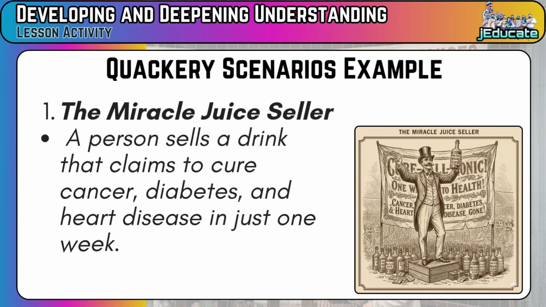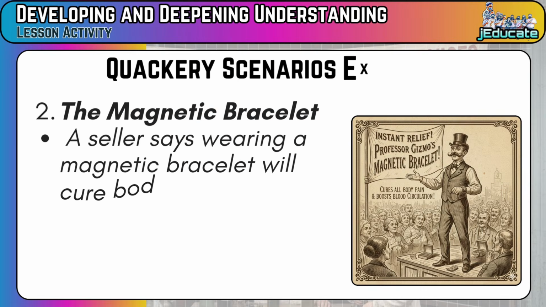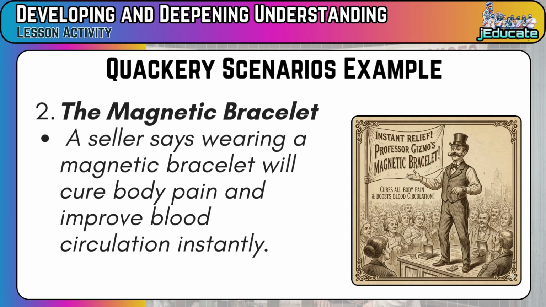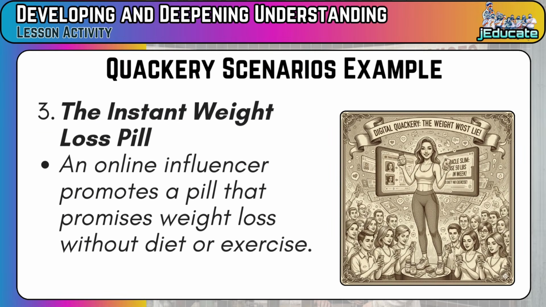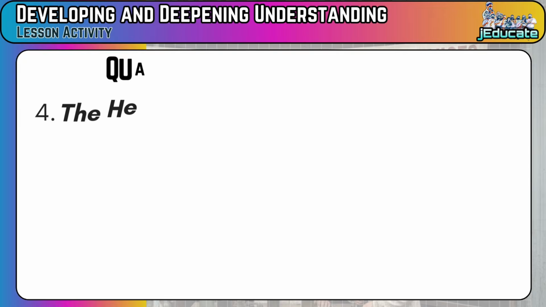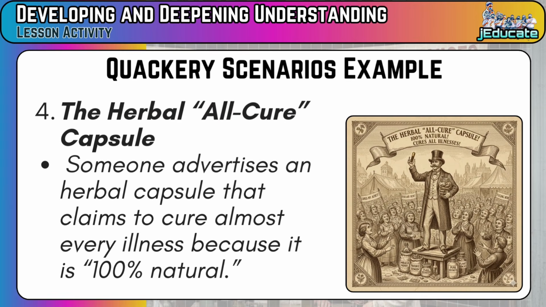Quackery scenarios example. Number 1, the miracle juice seller. Number 2, the magnetic bracelet. Number 3, the instant weight loss pill. Number 4, the herbal all cure capsule.